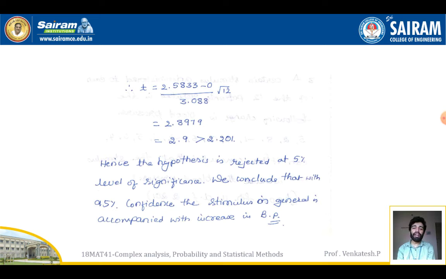It is greater than the value of the given tabular value, that is 2.201. So hence we can conclude that the hypothesis H0 is not accepted at 5% level of significance. So we can conclude with 95% confidence that the stimulus is accompanied with an increase in the blood pressure.